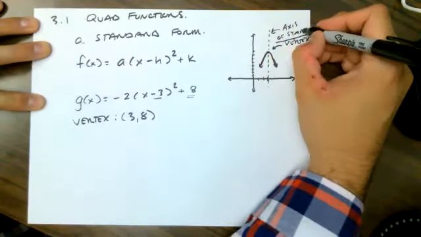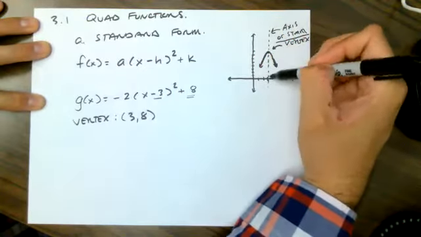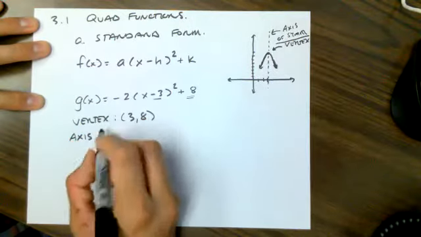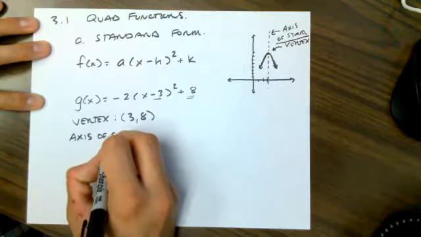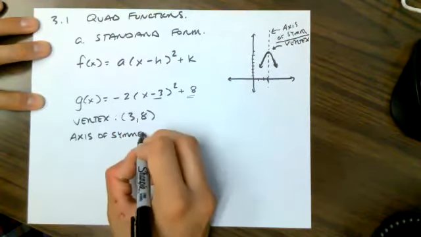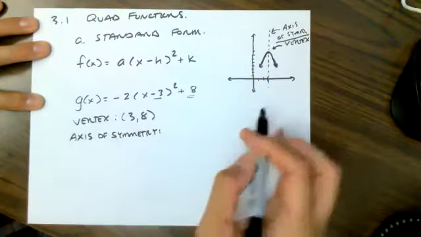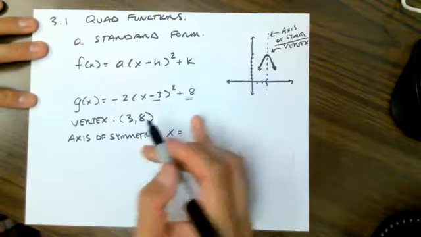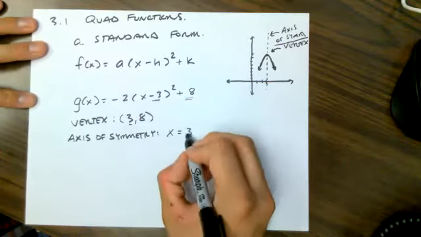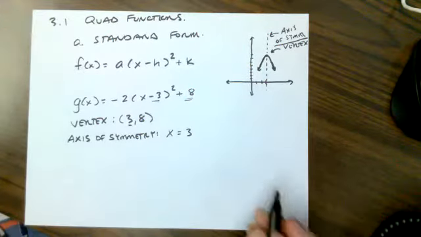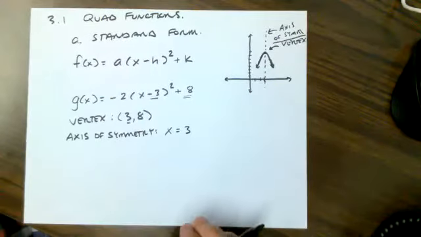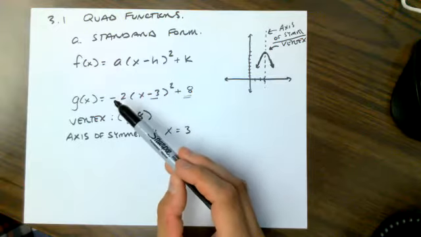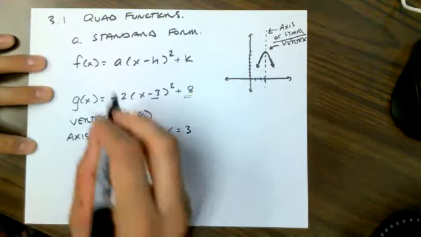An axis of symmetry. Now look, this axis of symmetry is a vertical line that goes through your vertex. So vertical lines are always x equals a number, and it's always the x value of the vertex. So for this example, it's x equals 3. Okay. No big deal.